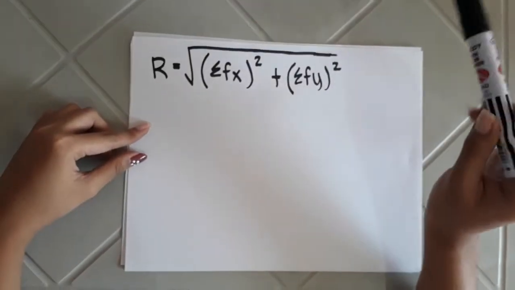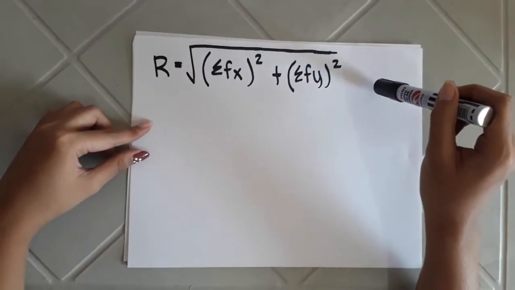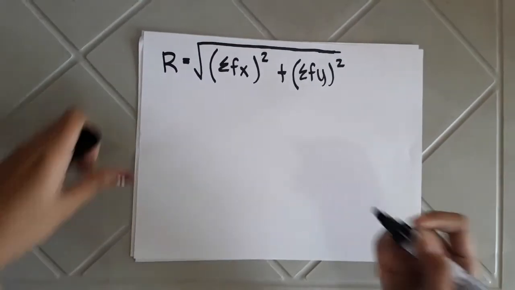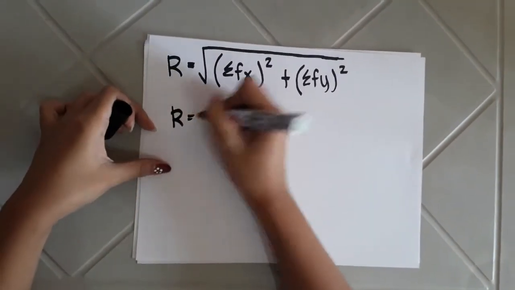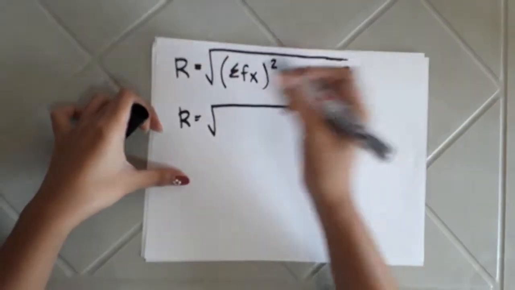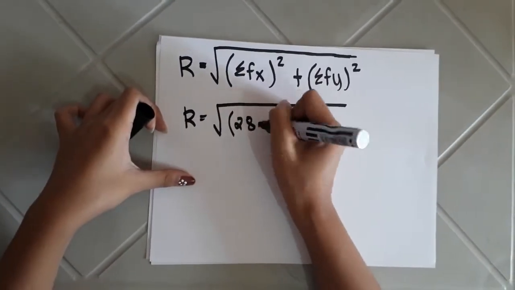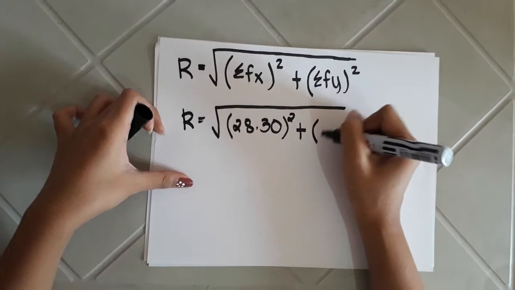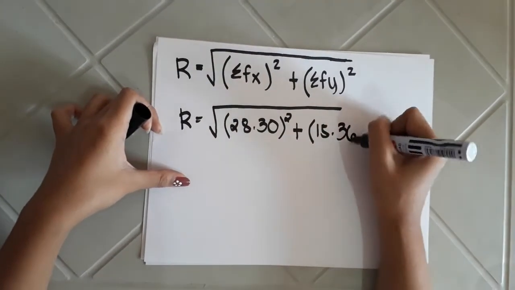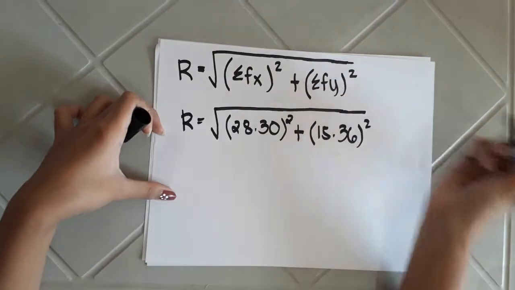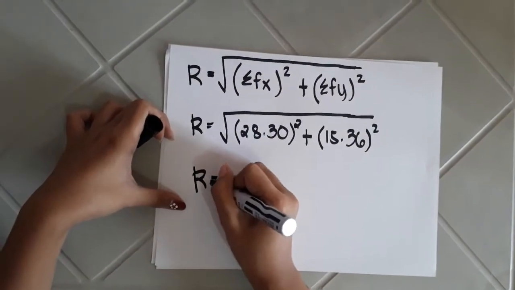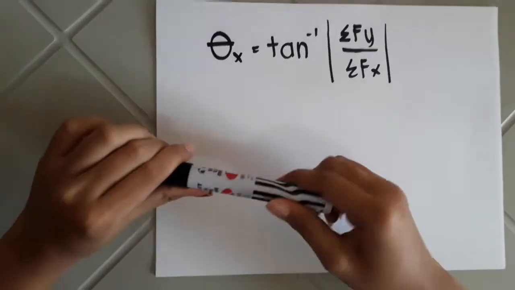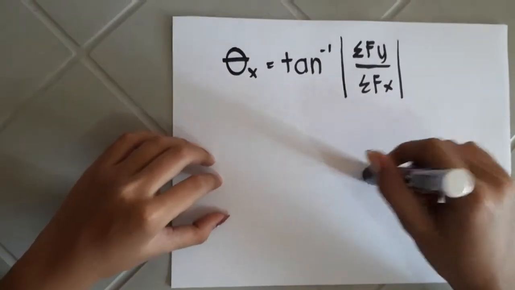To determine the magnitude of the resultant, use the Pythagorean theorem. So this is the formula. R is equal to square root of summation of F sub x squared plus the summation of F sub y squared, wherein R is equal to square root of 28.30 squared plus 15.36 squared. So the resultant is equal to 32.2.